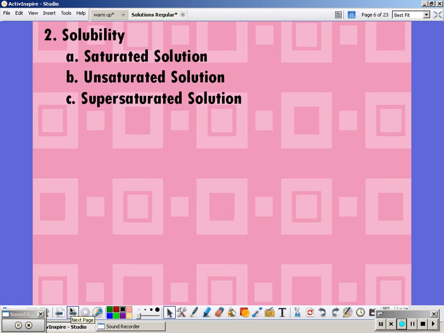Solubility, you can also discuss it in terms of being saturated, unsaturated, or supersaturated. Saturated, you've dissolved the maximum amount of solute. Unsaturated, you've dissolved less than the maximum amount. Supersaturated, you've dissolved more than the maximum amount.